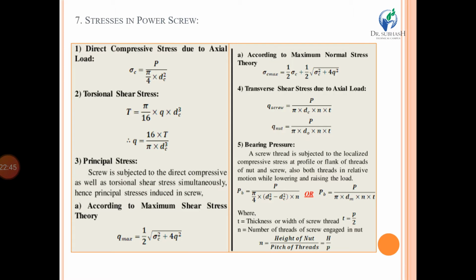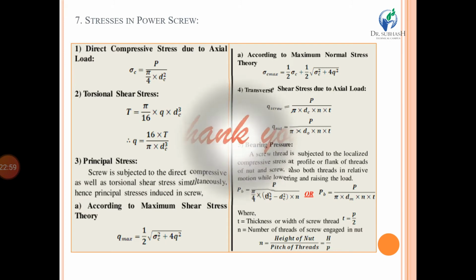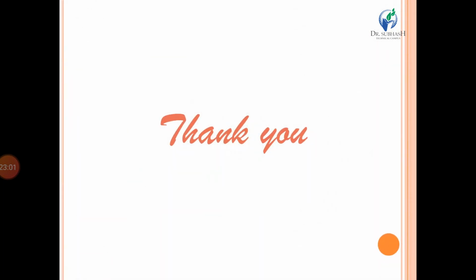If the number of threads is not given, then you can easily calculate it by taking the ratio of height of thread H upon pitch of thread. Once again, if thickness is not given, then thickness should generally be taken as half of the pitch, p by 2. So this is what we have discussed about the power screw introduction, its types, its comparison, torque analysis, its efficiency, and finally we have also discussed the stress part, stress analysis.